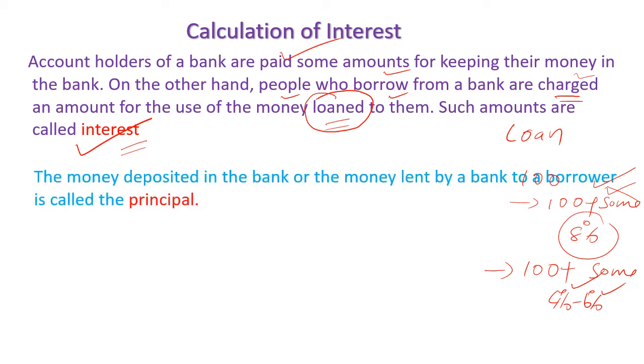That's why the money deposited in the bank or the money lent by the bank to a borrower is called principal. So if some money is given to a person who wants to buy a home, he will be asking for lakhs of rupees. Suppose 25 lakh rupees is given to a person, we call it principal.